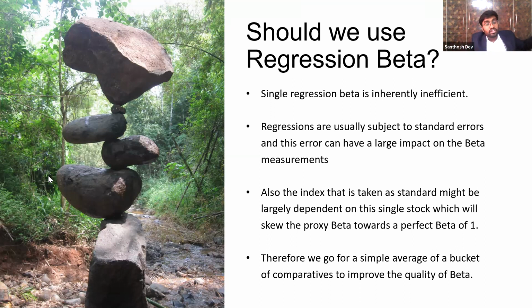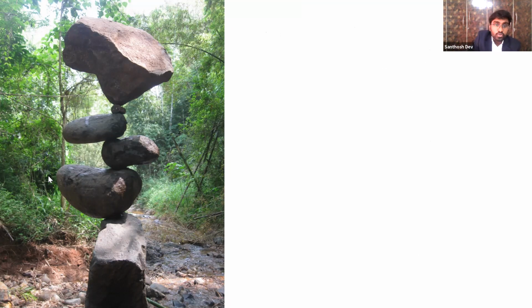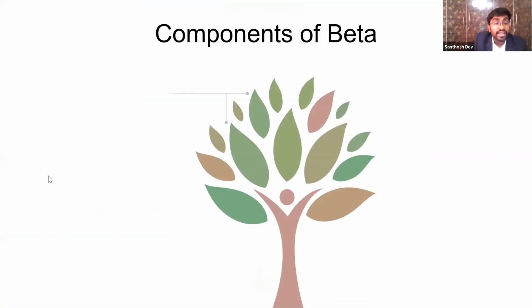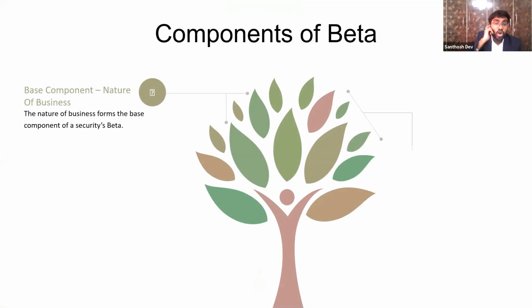If it is 0.6, it is not magnifying. If it is 0.4, it is going to have a much lesser impact. And if it is going to be 1.6, whatever is happening in the market, there is going to be a magnifying effect on this particular stock. So regression beta is something that we don't usually use. Let me go back to the slide of computation. What I try to do is understand the components of beta.